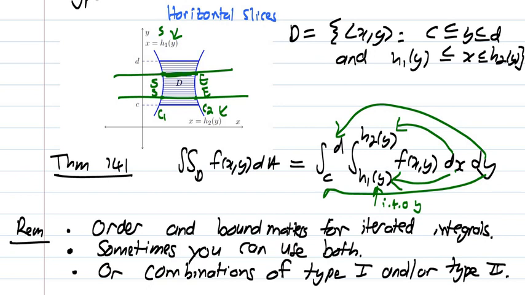Sometimes a problem can be of type 1 and type 2. You will see some examples. Or you can use combinations of type 1 and or type 2. Alright? But again, I want to emphasize here, notation matters, the order matters, and the bounds matter. So please draw pictures so that you are clear over which region you are integrating. Alright, so I have 3 examples for us to look at.